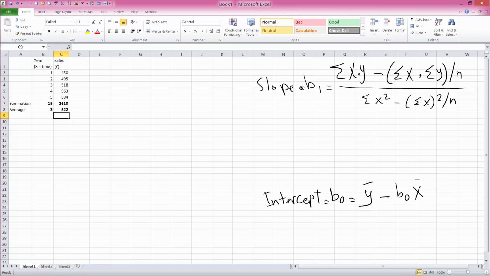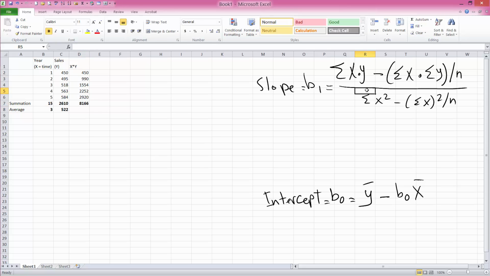Notice that the equation for slope, or b sub 1, is given here in this part right here. And the equation for intercept is given over here. So we need x times y column because this is part of the formula. So x times y is what we're going to compute next. 1 times 450, or 2 times 495, and I can just continue on like that, or I can copy that down. Notice I need the summation of that, so I'm going to sum that up.